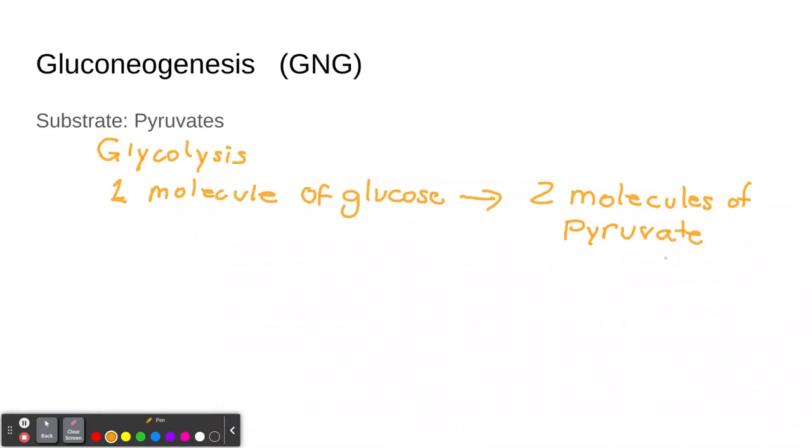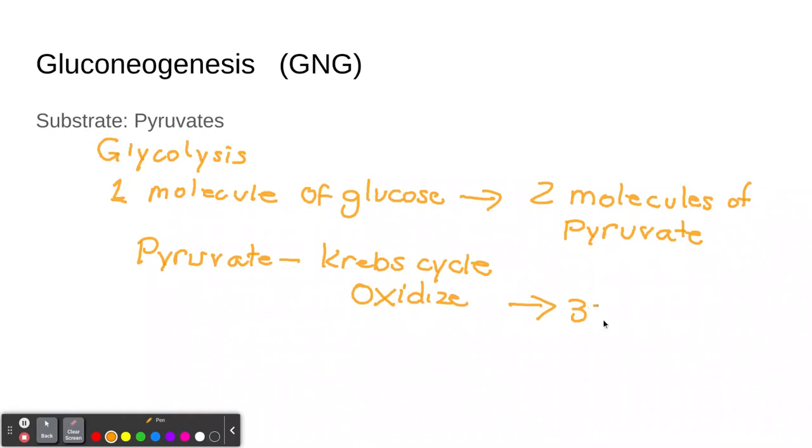And again, in very simple terms, pyruvate will enter the citric acid cycle, or the Krebs cycle. It will oxidize and yield 32 ATP molecules. So let's look at it like this. The pyruvate will enter the Krebs cycle, and it will oxidize, because that's the oxidation cycle. And the result will be 32 ATP molecules. So you can see how important pyruvates are in glycolysis.